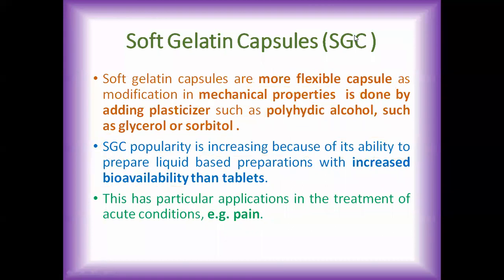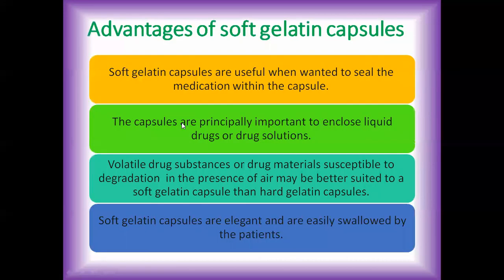So with this short introduction of soft gelatin capsule, let's move to the next point, that is the advantages of soft gelatin capsules. The advantages of soft gelatin capsules are as follows. They are useful when you want to seal medication within the capsule. So if you want to encapsulate or seal a medicament, mainly if it is in a liquid form, we can achieve it with the help of soft gelatin capsule.